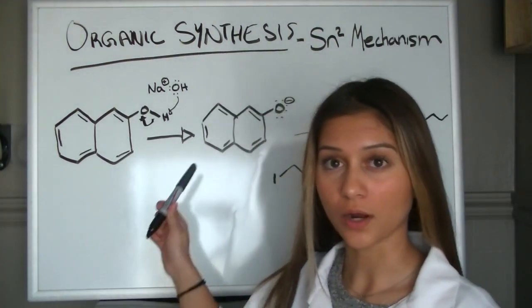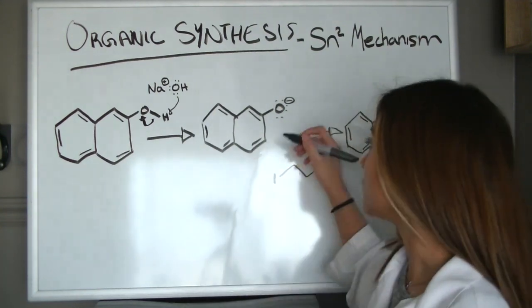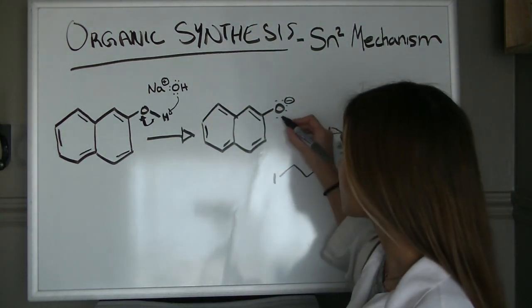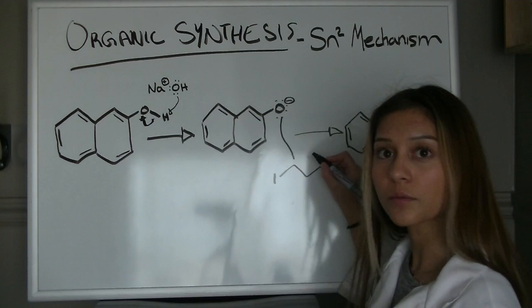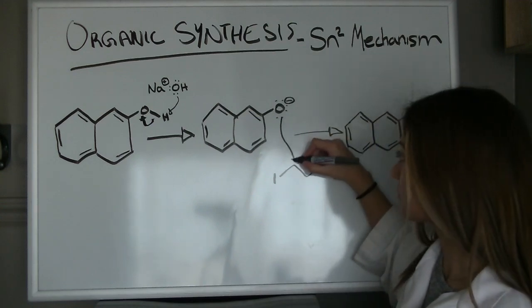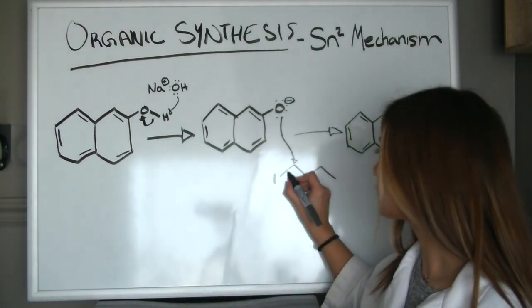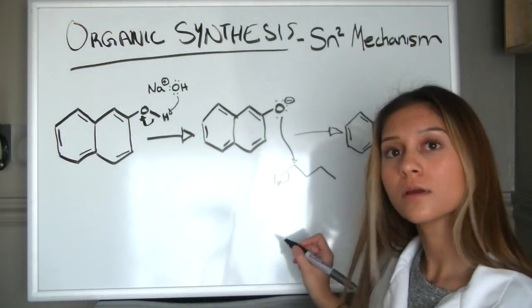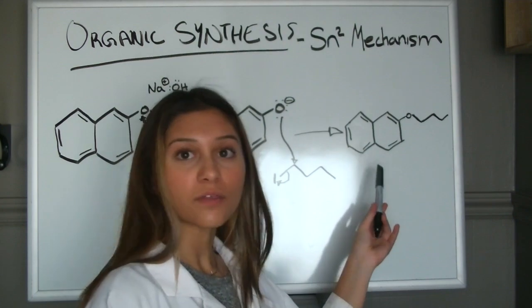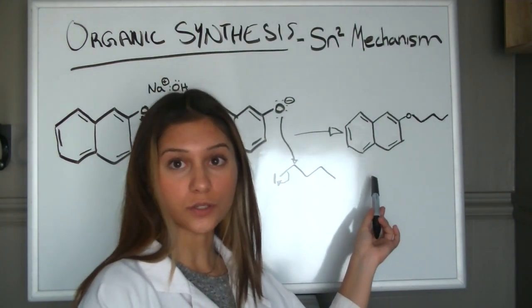So now that we have our product naphthoxide, our nucleophile oxygen here will take its lone pair and it will attack the iodobutane. Then we'll have our leaving group iodine break this bond and leave the butane. We are then finally left with our product of butoxynaphthalene.